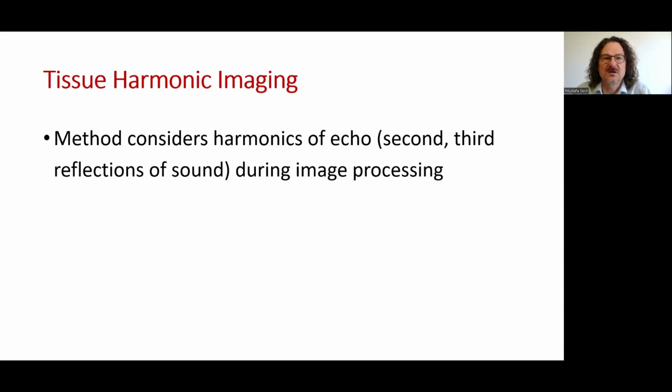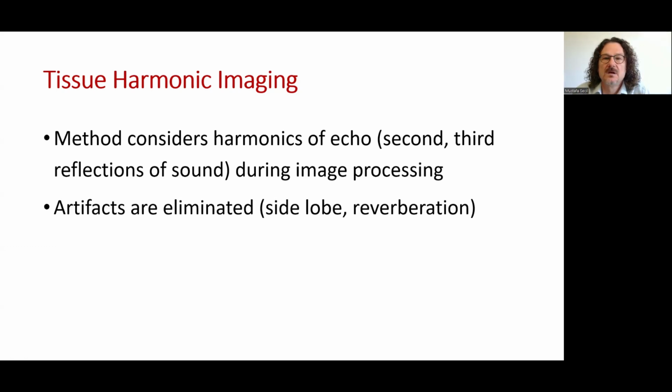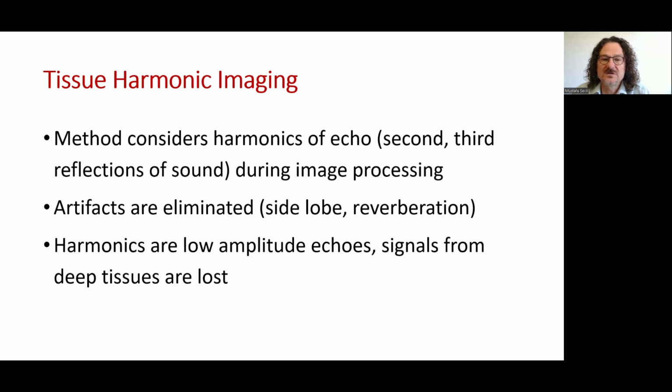Tissue harmonic imaging considers the harmonics of echo, the second and the third reflections of the sound during image processing. Harmonics of echo includes less artifacts, so by using tissue harmonic imaging, artifacts can be eliminated, particularly the side lobe and reverberation artifacts. On the other hand, harmonics are low amplitude echoes, so signals from deep tissues are lost.